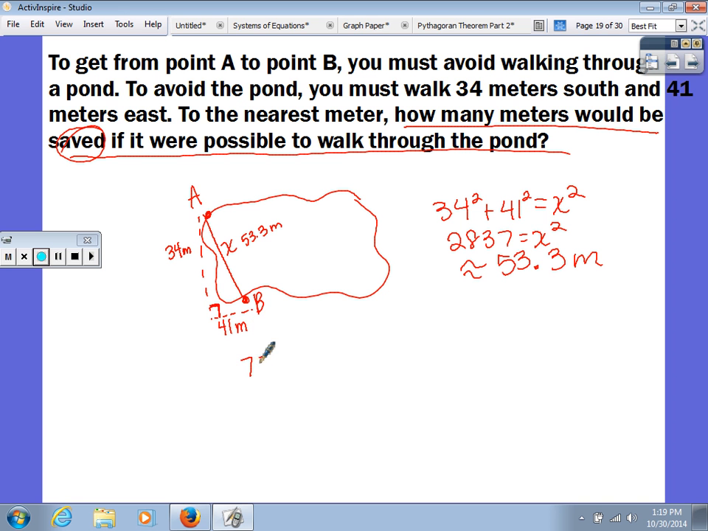So that would be 75 meters, because 34 plus 41 is 75. So that's what I walk originally. But if I could walk through water, if that were possible, then I'd only have to walk 53.3 meters. So I just want to know how many are saved. So 75 minus 53.3, and that's going to give us about 21.7 meters. And that, my friends, is your final answer. Let's go ahead and let's do one more.